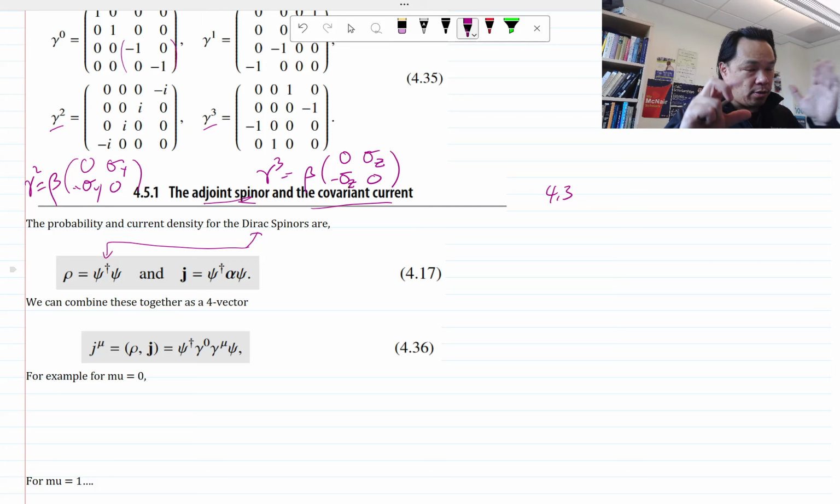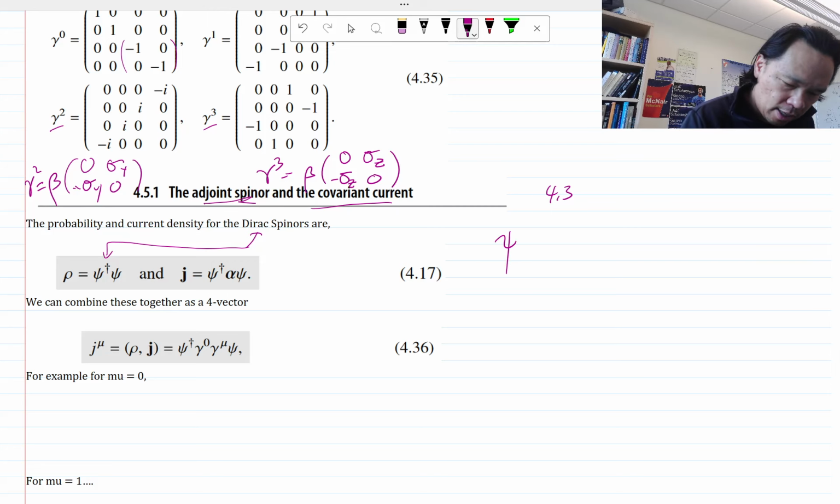It has to be a dagger in this case, because these psi's are now 4 component wave functions known as spinors, psi 1, 2, 3, psi 4.